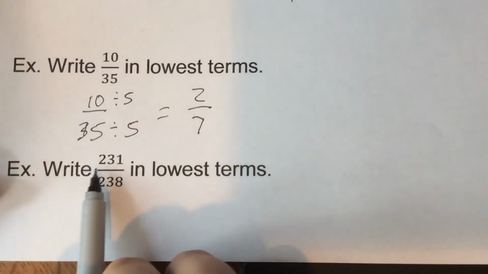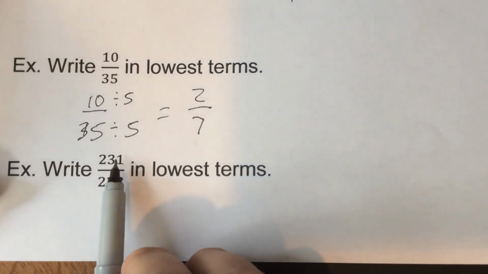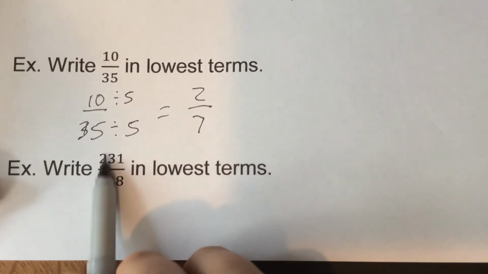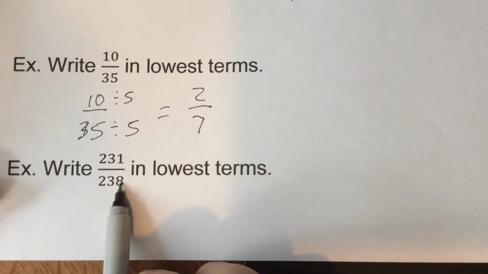So 2, 3, and 1. If we add them together, 2 plus 3 is 5, plus 1 is 6. 6 we could divide by 3. So right now the top is divisible by 3. Let's see if the bottom is. 2 and 3 would make 5. 5 and 8 would be 13. 13 is not divisible by 3. That will not work.